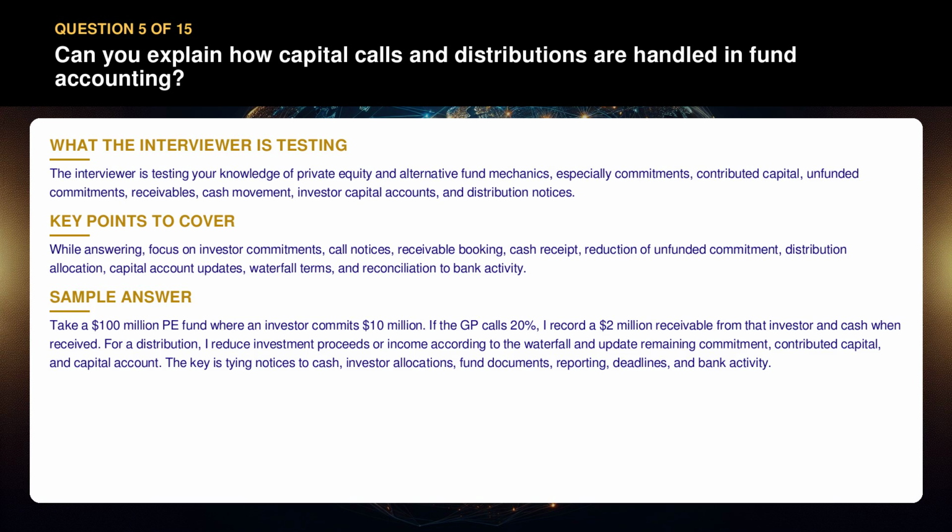Take a $100 million PE fund where an investor commits $10 million. If the GP calls 20%, I record a $2 million receivable from that investor and cash when received.